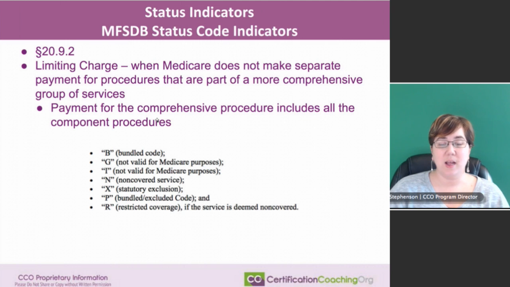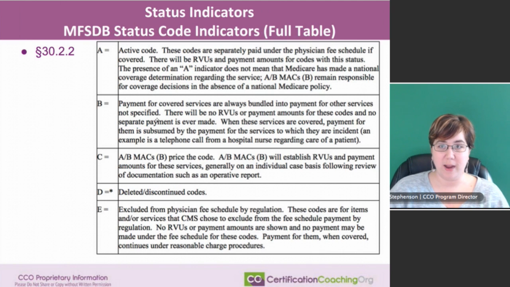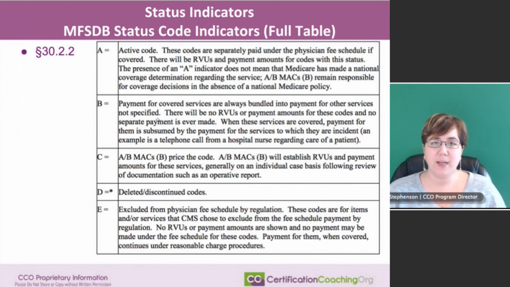There are more status indicators here. Every service under the Medicare physician fee schedule database has a status indicator, and this is kind of the full table that tells you what they all mean. A means it's an active code, it can be paid separately. B means that payment for a covered service is bundled into another service, so they're not going to pay separately for the RVUs associated with it.